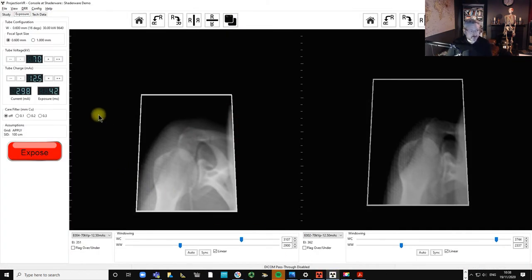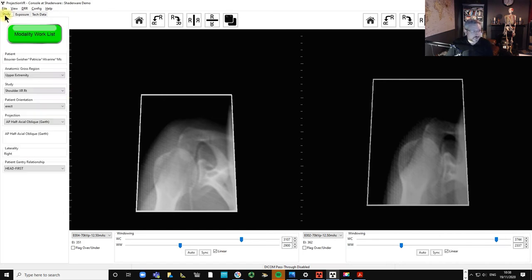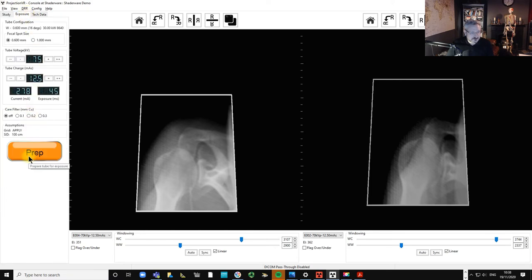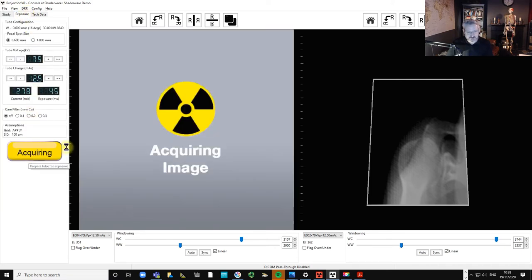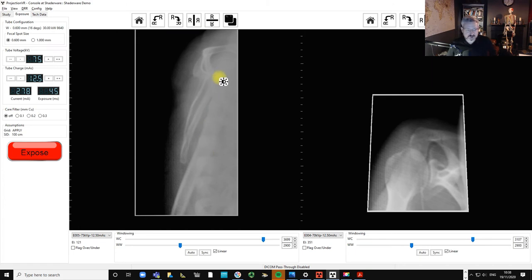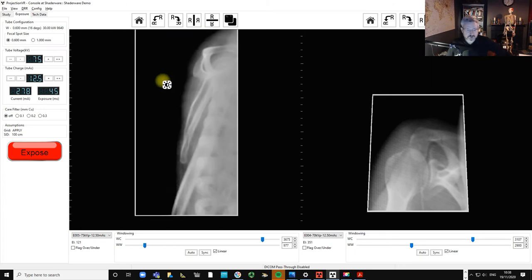Now, I'm using a long source image distance here. There are pros and cons. Some people will suggest that a long distance is better. Some people think a short distance is better. We can try both.